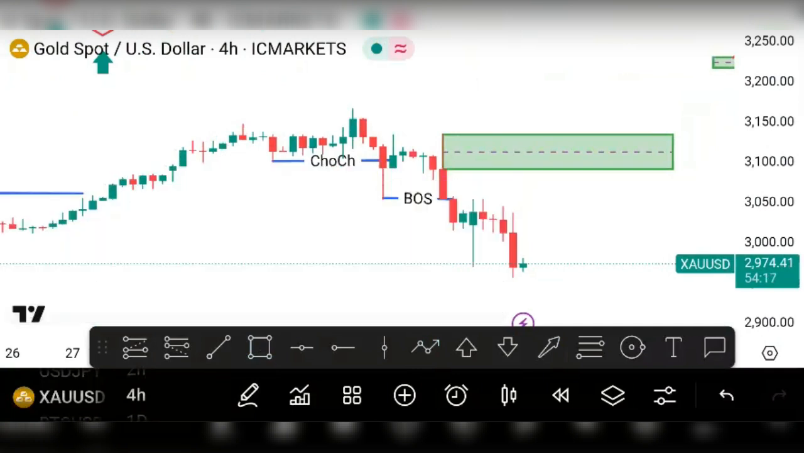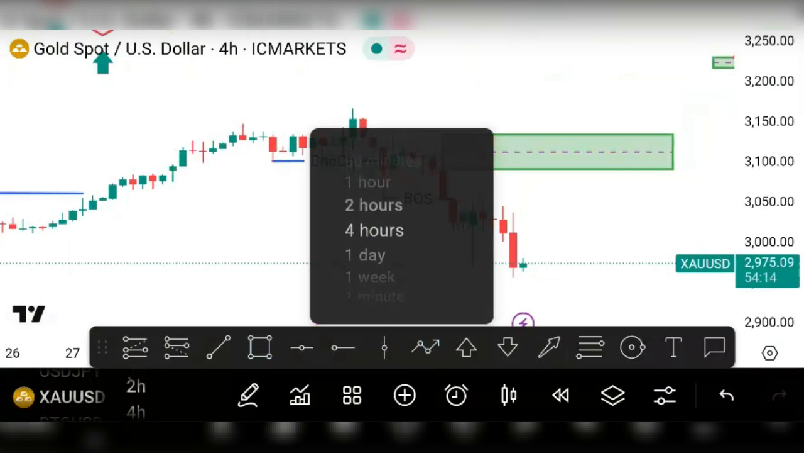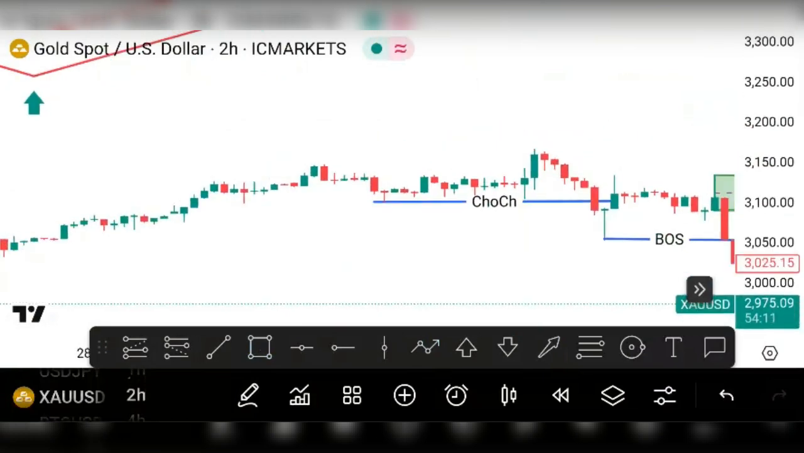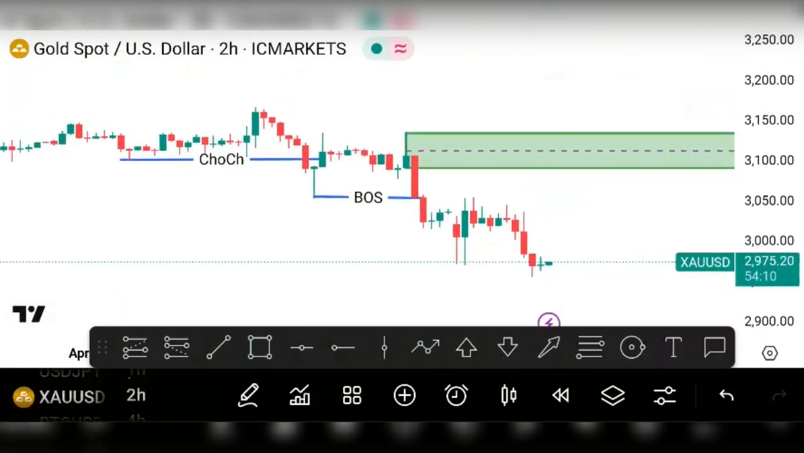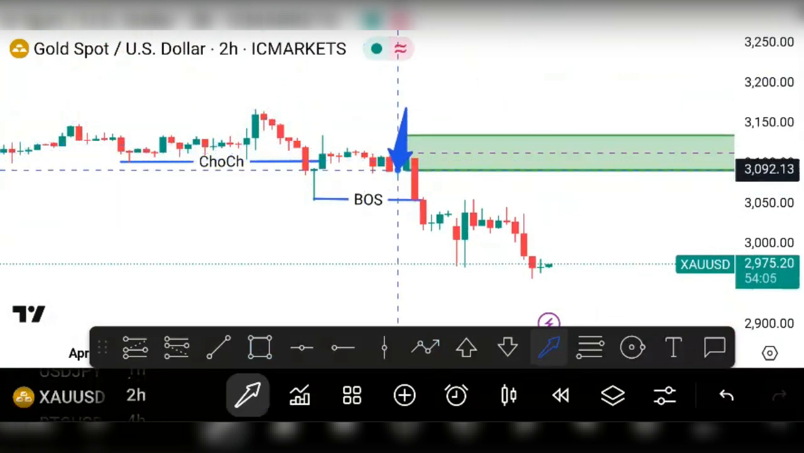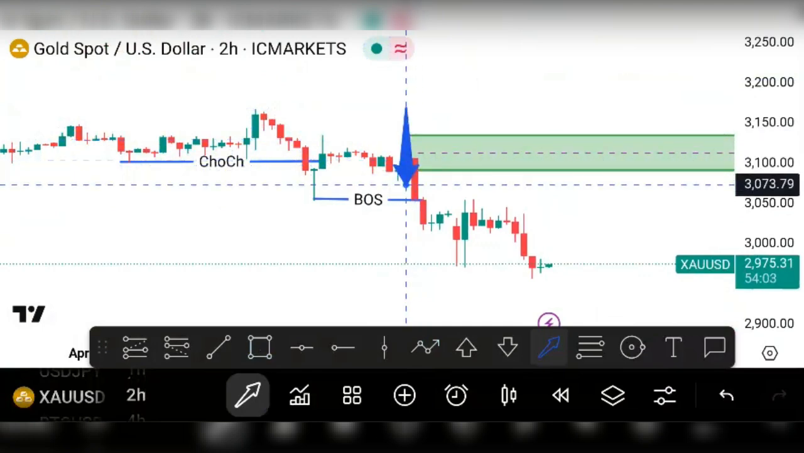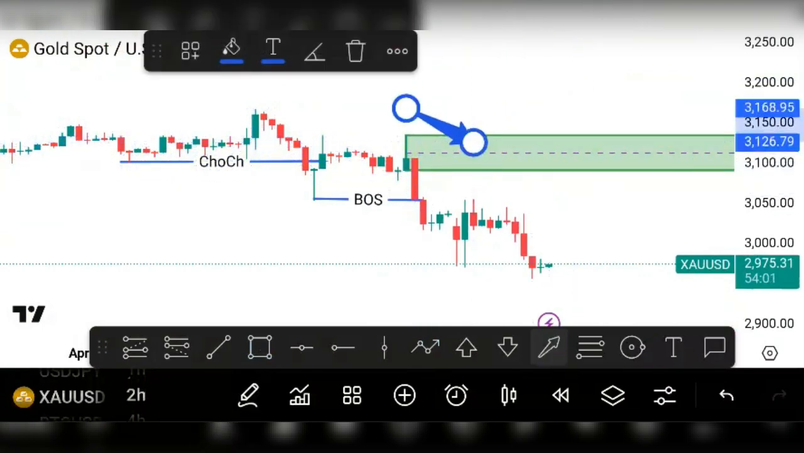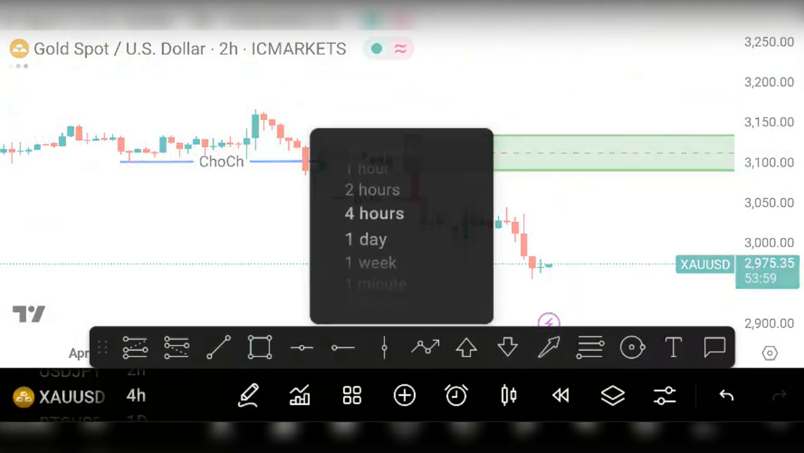So now, if you observe, let me mark it out on the 2-hour, just to explain to you. You can see this green candlestick. I marked it out on the 2-hour, but from the wick high to the wick low. This green candlestick. Now, let me change the time frame to the 4-hour time frame.